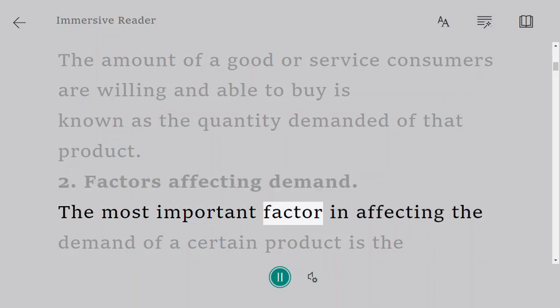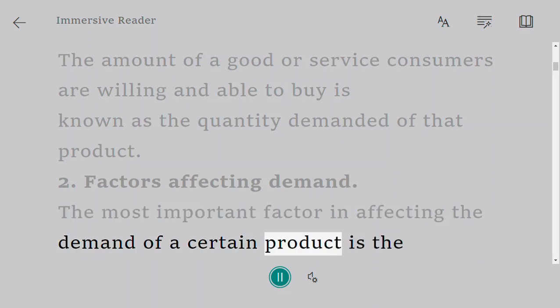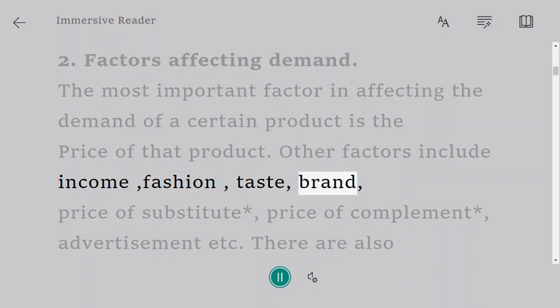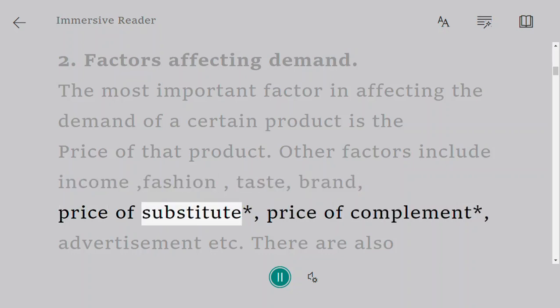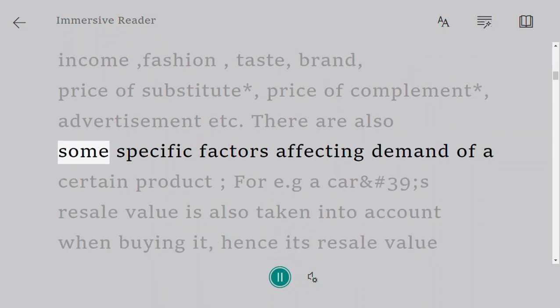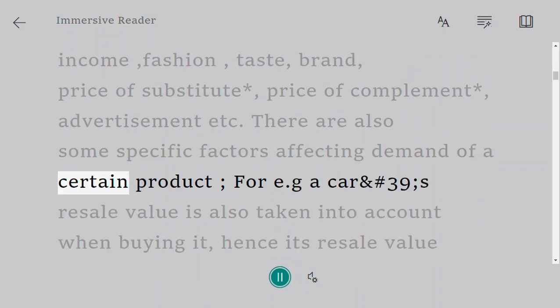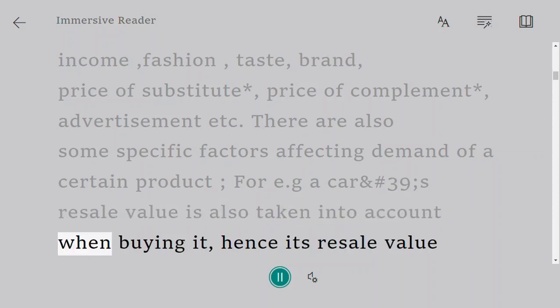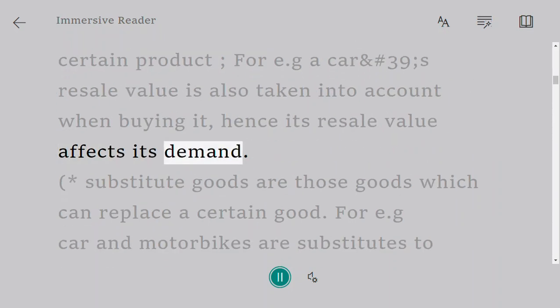2. Factors affecting demand. The most important factor in affecting the demand of a certain product is the price of that product. Other factors include income, fashion, taste, brand, price of substitute*, price of complement*, advertisement, etc. There are also some specific factors affecting demand of a certain product, for e.g. cars. Resale value is also taken into account when buying it, hence its resale value affects its demand.